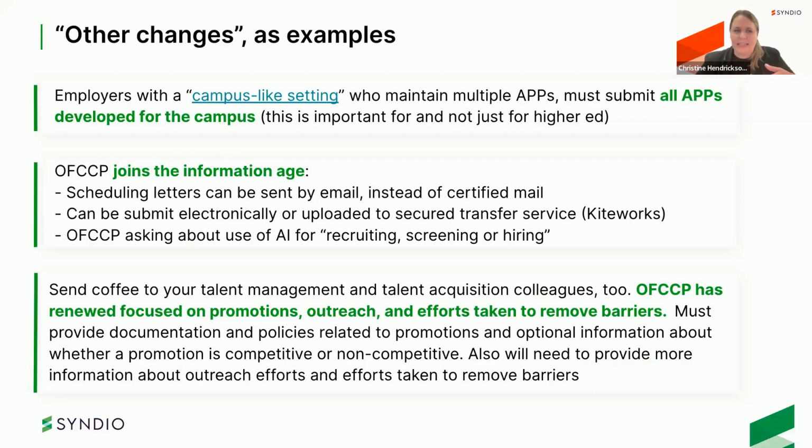The other change that we see is the OFCCP is entering the information age, maybe for the first time. No, not for the first time, but the OFCCP started during COVID issuing scheduling letters by email, because a lot of people were home and weren't going into the office. And so the OFCCP said that if you received the scheduling letter that kicked off that audit by email and they received a read receipt, that would constitute acceptance of the scheduling letter and kick off that 30-day period by which you need to submit your affirmative action plan.